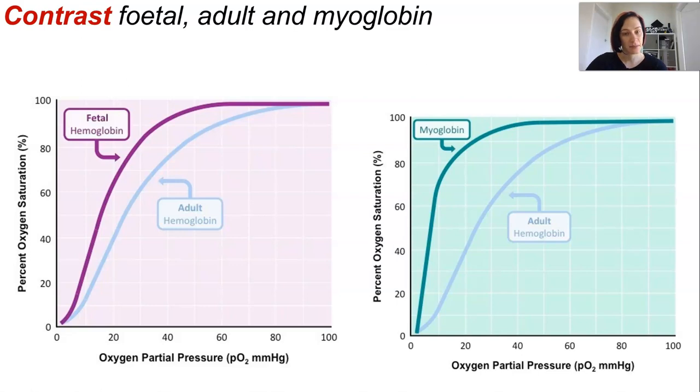Myoglobin is found in skeletal muscles, and it's got an even higher affinity for oxygen than, say, even fetal hemoglobin. It becomes saturated at a really low O2 level because it's only got one heme group, so it doesn't have to bind 4 things to be saturated, it only has to bind 1. But because it's got a really high affinity for oxygen, it doesn't like to release it, so it holds onto it until the oxygen supplies in muscles are really low.